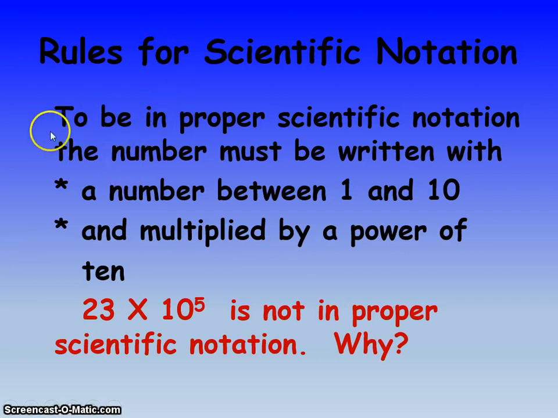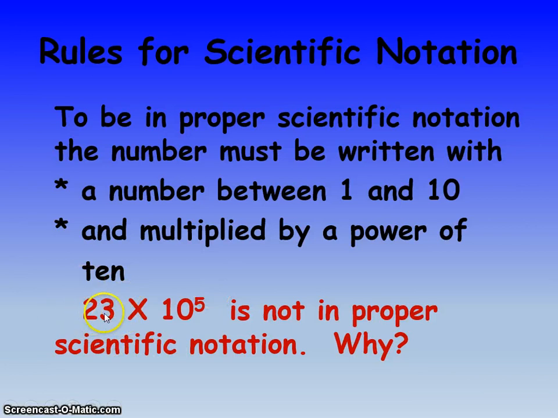All right? That for a number to be in scientific notation, the leading number needs to be between 1 and 10. All right? In fact, it cannot be a two-digit number. It has to be less than 10 and bigger than 1. All right? 1 or bigger. All right, and then it's multiplied by a power of 10. So this is a power of 10.